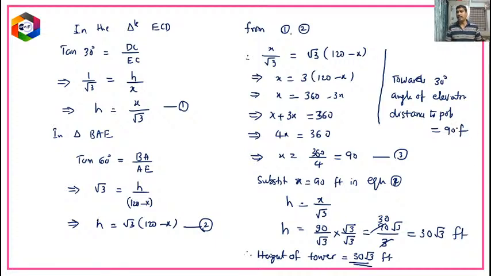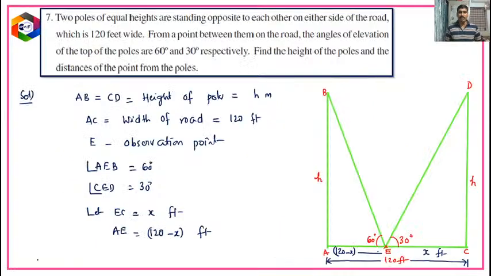If that is 90 feet, automatically towards the 60 degrees angle of elevation side, the distance to the pole will be 120 minus 90, which is equal to 30 feet. So this calculation is somewhat lengthy but not tough. Once again children, please try to concentrate here.